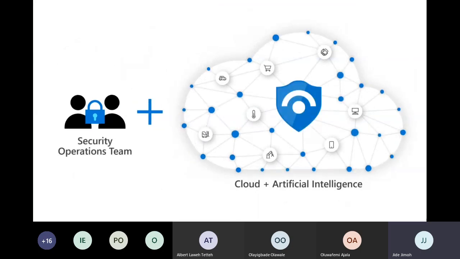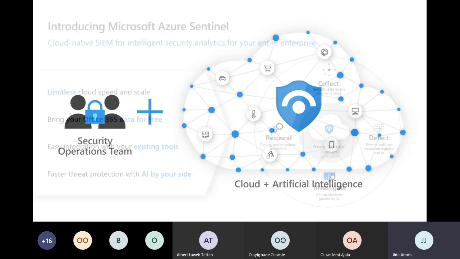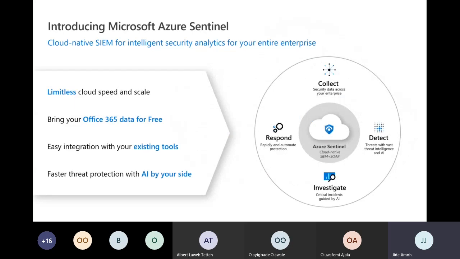Now, all of that is a thing of the past for the security guys, because you now have the power of cloud and artificial intelligence. And that's where Sentinel comes into play. Now, don't look at Sentinel as your traditional SIEM. It is a SIEM appliance, but it does more than SIEM. It's what we call SOAR, Security Orchestration Automation and Response.